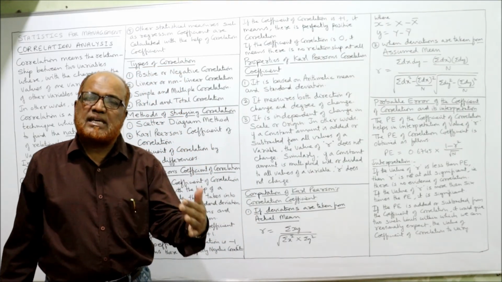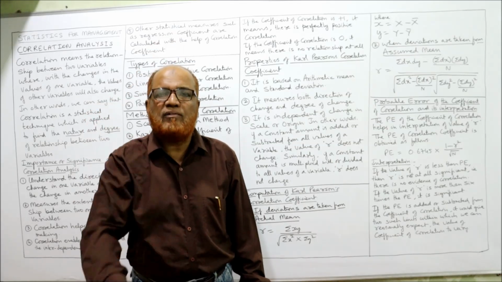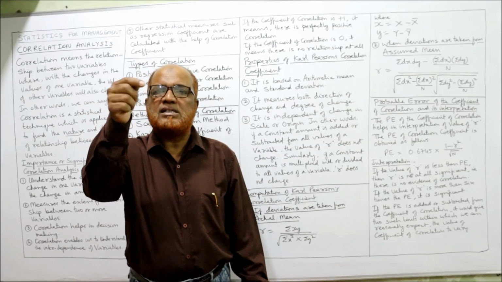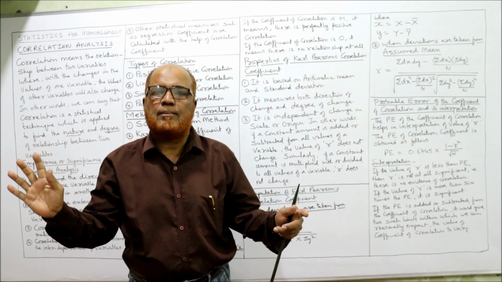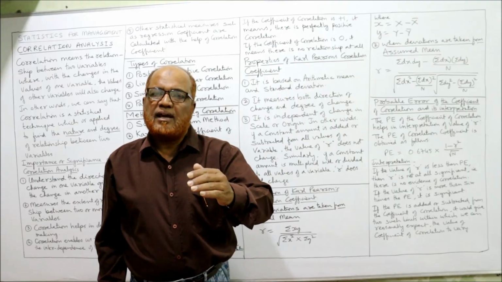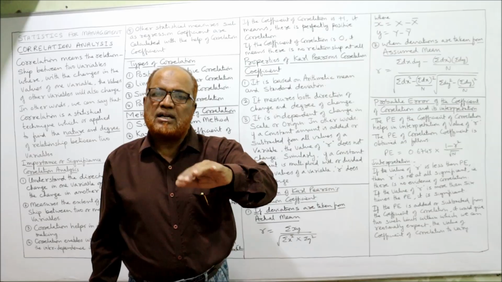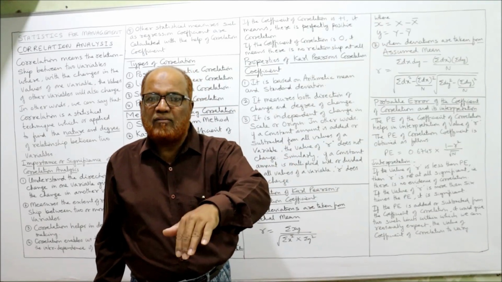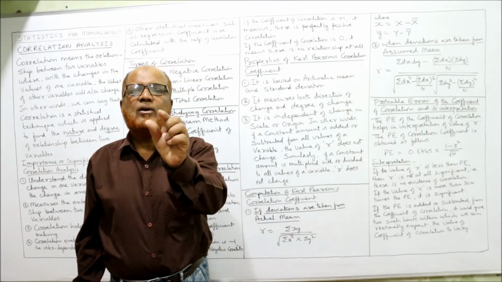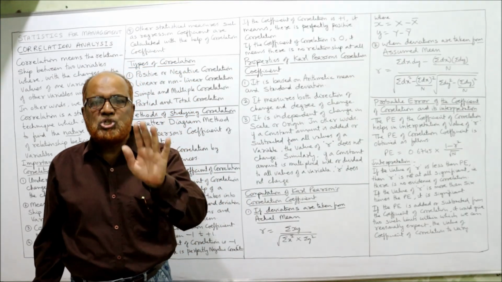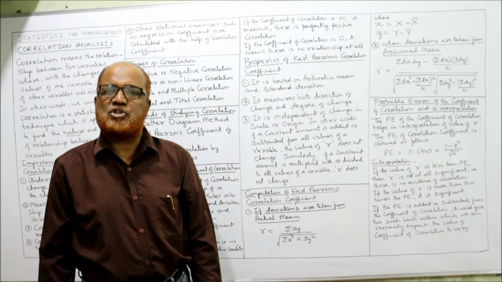And independent of scale: if a constant is multiplied or divided to all the variables, the r value will remain the same. That means whether a constant is added, subtracted, multiplied or divided to all the variables of the data, the value of r will not change. That is the property of Pearson's correlation coefficient.